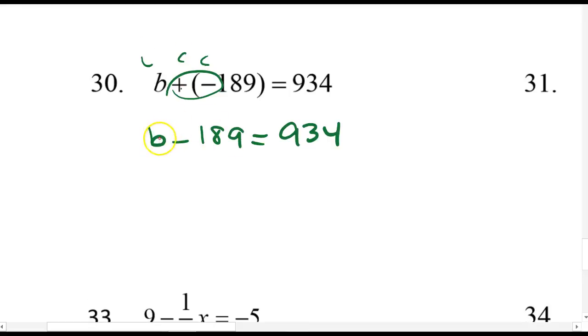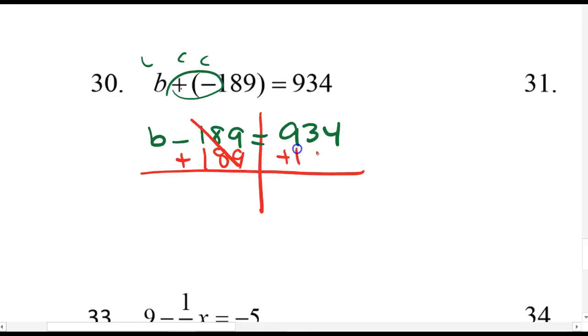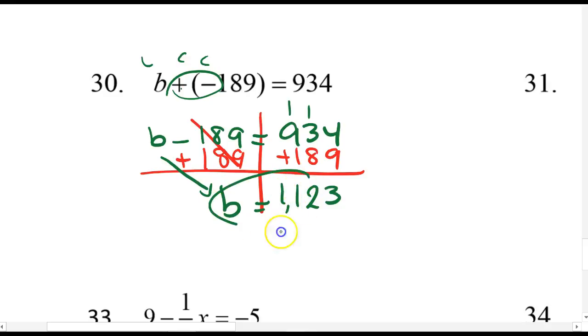Okay, we got a letter over here, or a variable here. We want to get rid of this number. So it's negative, so I'm going to add it. Okay, those cancel out, and then I'm going to add 189 here. Bring down the b, and now just add these two numbers here. 4 plus 9 is 13, carry the 1. 1 plus 3 is 4, plus 8 is 12, carry the 1. 1 plus 9 is 10, plus that is 11. And there's the number, 1,123.